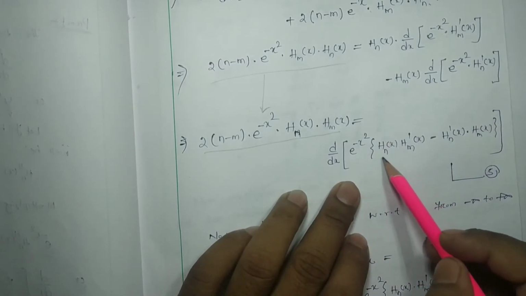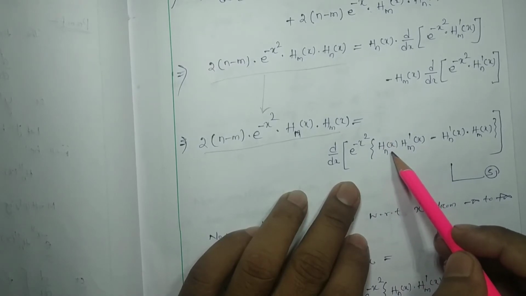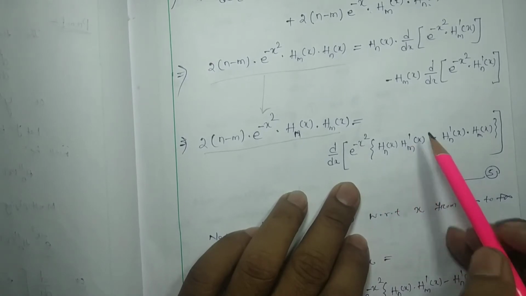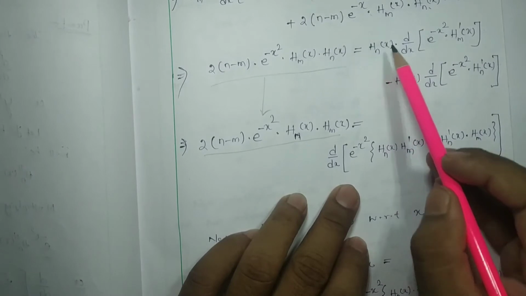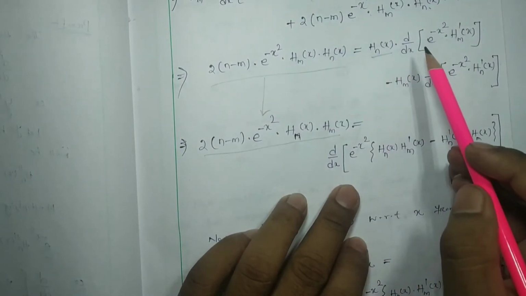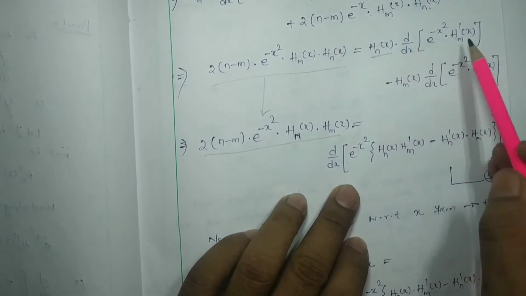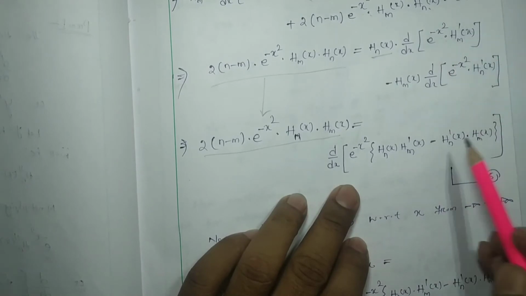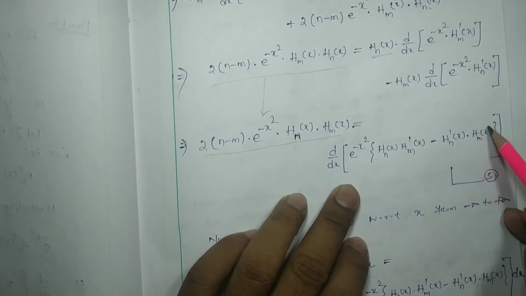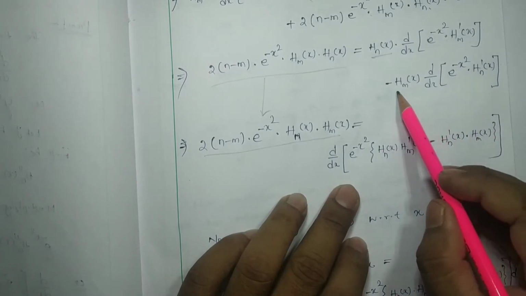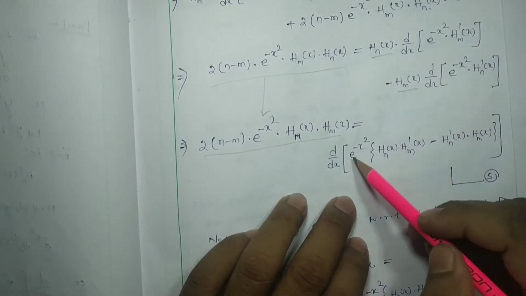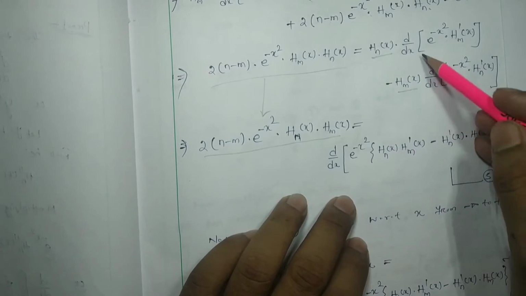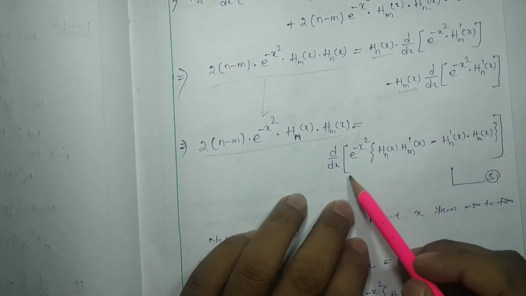Suppose hn x is your first function, then we have to consider the derivative of e to the minus x square and hm dash x. The same thing is written: hn dash x considered as the first function, then d by dx of e to the power minus x square into hm dash x. Then minus, suppose hm x is considered as the first function, then d by dx of e to the minus x square hn dash x. So these two terms have been written combined in this form.